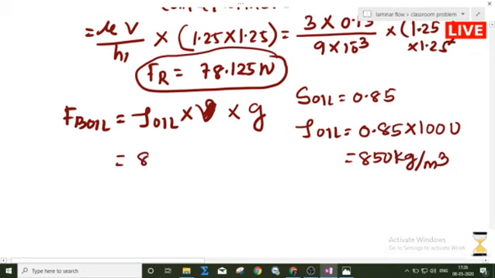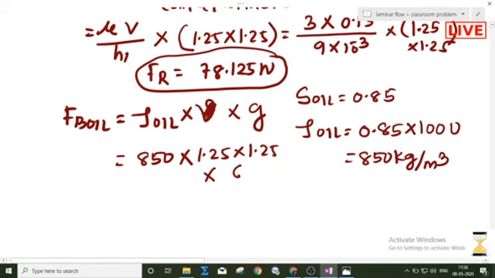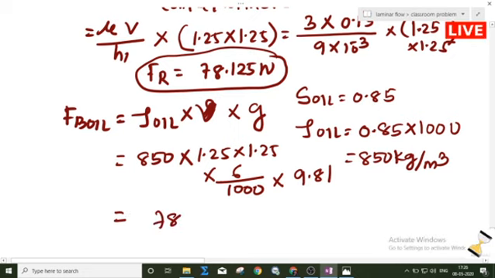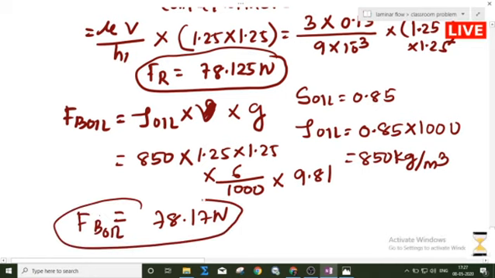So this will be how much? This is 850 into how much volume has been submerged. It is completely submerged in this oil. Okay, so this is 1.25 into 1.25 into 6 millimeters, 6 by 1000 meter, into this g, which is 9.81. So if you find out the buoyancy force, how much is this coming out to be? 78.17 Newton. This is the buoyancy force by the oil onto this plate.